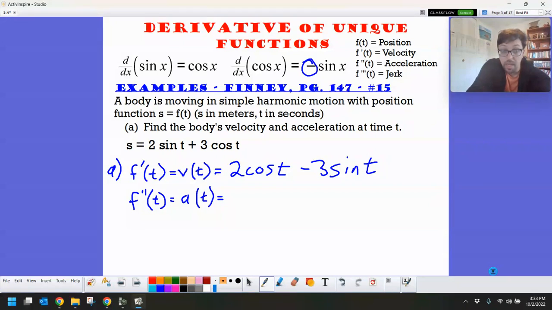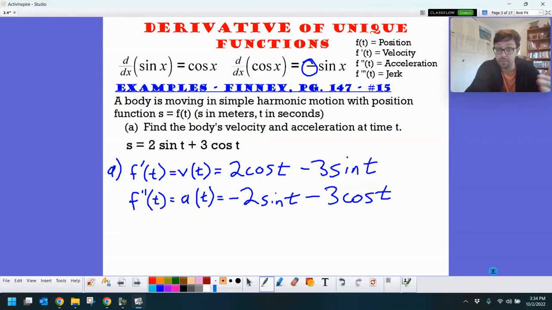Great. To figure out what the acceleration is at any time t, you need the second derivative of the position, or we can just take the derivative of what we just found right there. So the derivative of cosine, again, is going to be negative sine. So we get negative 2 sine t, minus, derivative of sine is just a cosine, so we get 3 cosine of t. So that's telling us our velocity and our acceleration at different times.